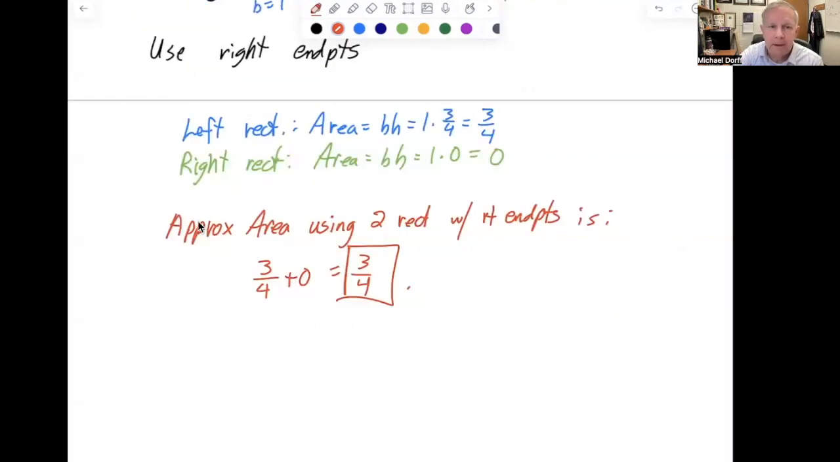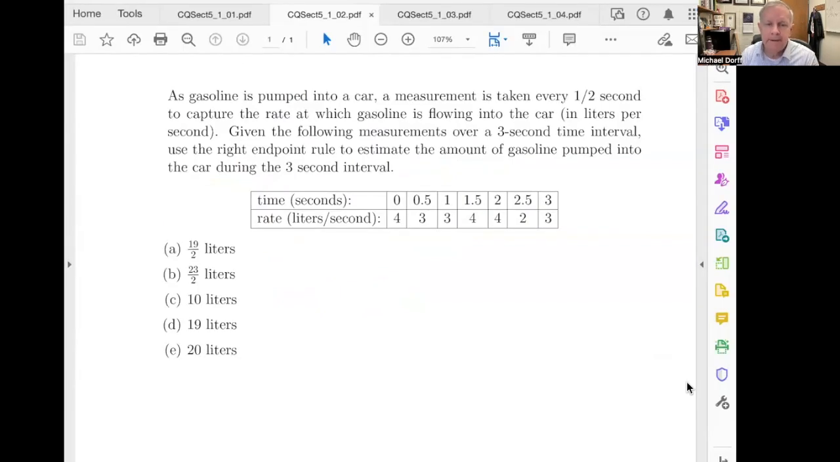Okay, let's look at another example. In this example, my function is not given as a graph but as a table. As gasoline is pumped into a car, a measurement is taken every half second to capture the rate at which the gasoline is flowing into the car. Given the following measurements over a 3-second time interval, use the right endpoint rule to estimate the amount of gasoline pumped into the car during the 3-second interval.